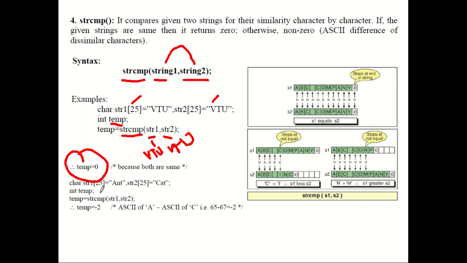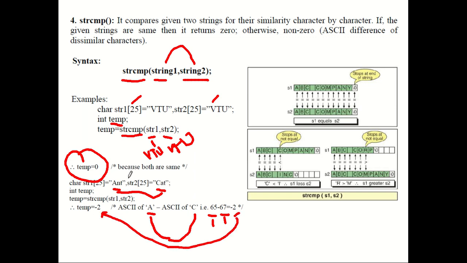Next, let us consider another example. String 1 is ant, and string 2 is cat. We are comparing these two. The first character of string 1 is compared with the first character of string 2. How does it do the comparison? The ASCII value of A is subtracted from the ASCII value of C. The ASCII value of A is 65, and the ASCII value of C is 67. When it is subtracted, we get -2. So that -2 is present in temp here.